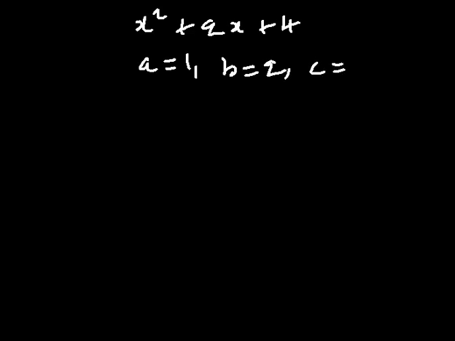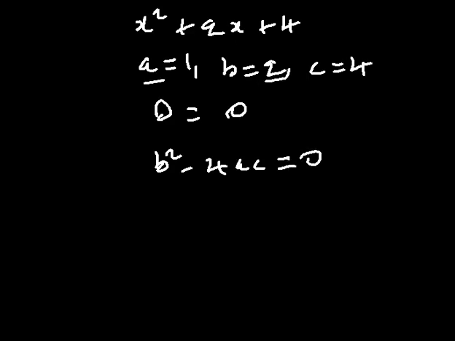Now let's say we have the expression x squared plus qx plus 4. Assuming that this is a perfect square, what is the value of q? Now in this case, what is the value of a? We have it as 1. And what is b? We have it as q. And what is c? We have it as 4. Now since this is a perfect square, automatically the discriminant is equal to 0. So that is given as b squared minus 4ac equals 0. Hence we substitute and try to solve for q in that way.